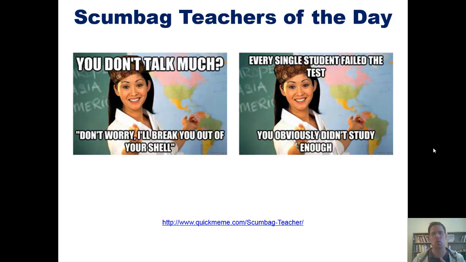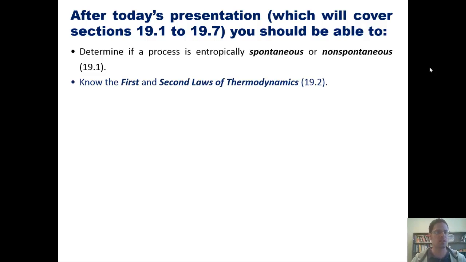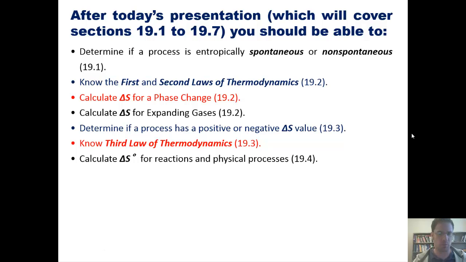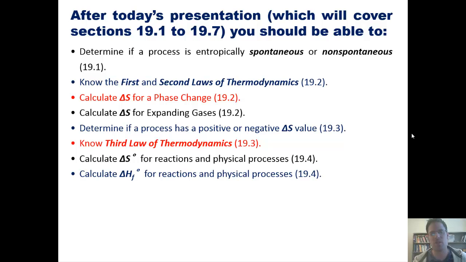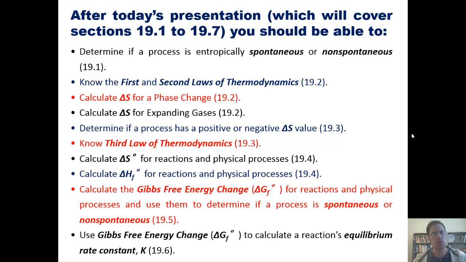After this series of videos, which will cover sections 1 through 7, basically all of Chapter 19, you guys should be able to determine if a process is entropically spontaneous or non-spontaneous, know the first and second laws of thermodynamics, calculate delta S for phase change, calculate delta S for expanding gases, determine if a process has a positive or negative delta S value by looking at it, know the third law of thermodynamics, calculate delta S naught for reactions and physical processes, calculate delta Hf naught, or the enthalpy of formation, for reactions and physical processes, calculate the Gibbs free energy change, or delta Gf naught, for reactions and physical processes, and use them to determine if a process will be spontaneous or non-spontaneous, and use Gibbs free energy change to calculate a reaction's equilibrium constant, or K.